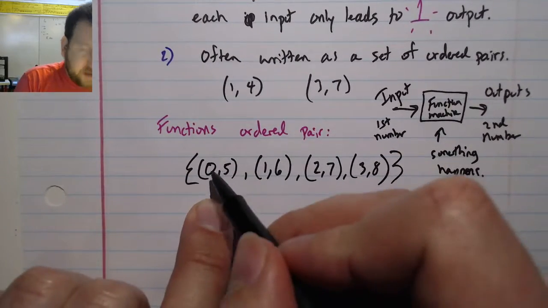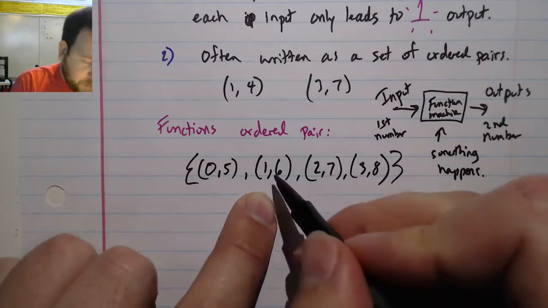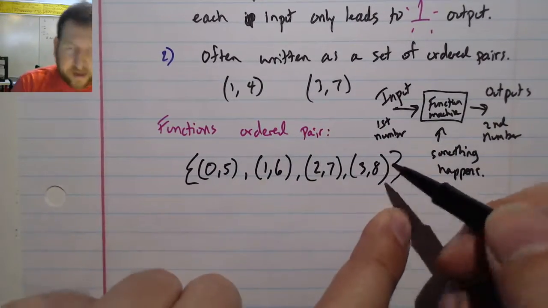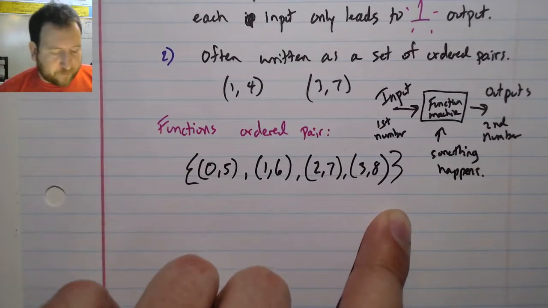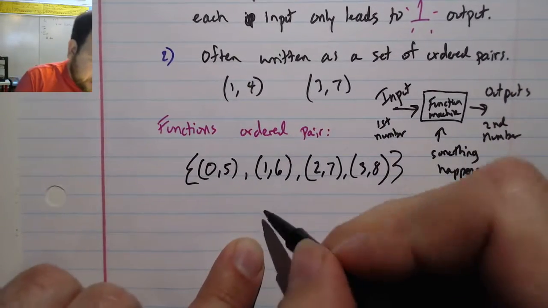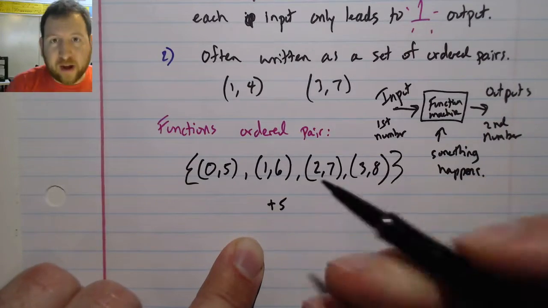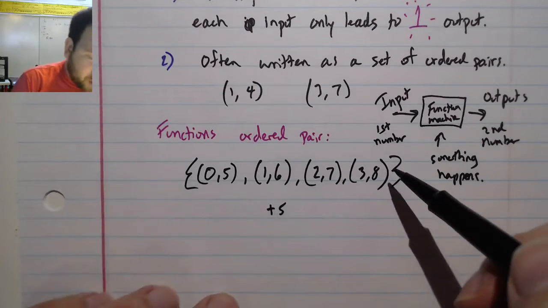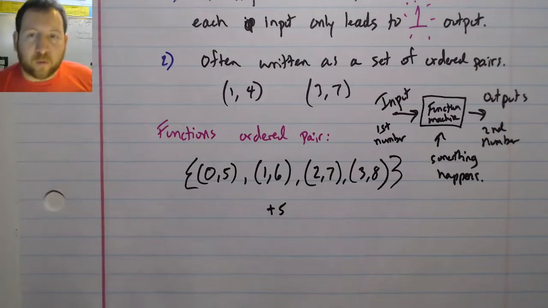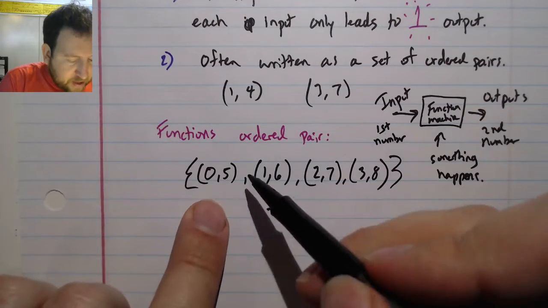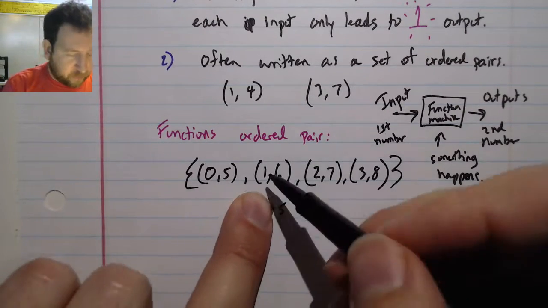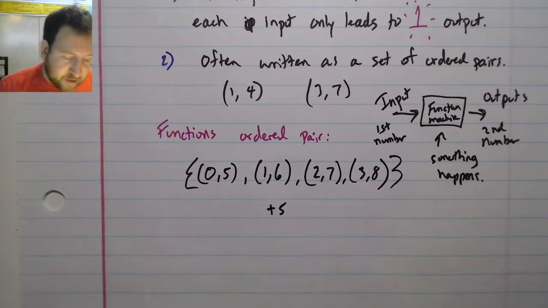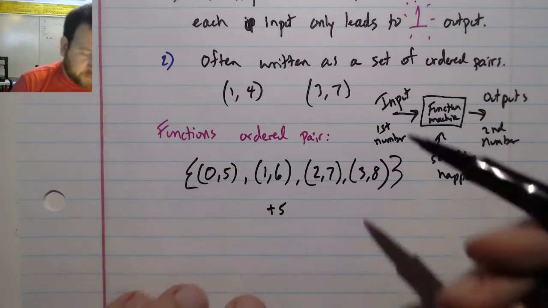So here we put in 0 and we got 5. Here we put in 1 and we got 6. Here we put in 2, got 7. And here we put in 3 and got 8. We should be able to figure out what our function rule is here. We can see that it's just a plus 5 rule. Whatever number I put in just gets 5 added to come out. And you'll notice here that 0 only goes to 5, 1 only goes to 6, 2 only goes to 7, and 3 only goes to 8. So this is a function, and we can find the rule.